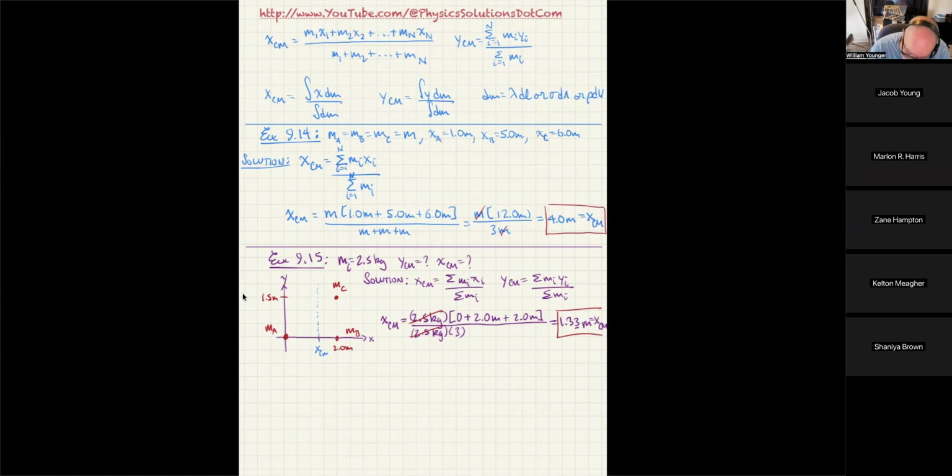Now I'm going to calculate the same thing for the y center of mass. So for y center of mass again, we're going to get 2.5 kilograms. And then the y coordinate of m sub a is 0 meters. The y coordinate of m sub b is 0 meters. And the y coordinate of m sub c is 1.5 meters. And then all this would be divided by 2.5 kilograms times 3 again.